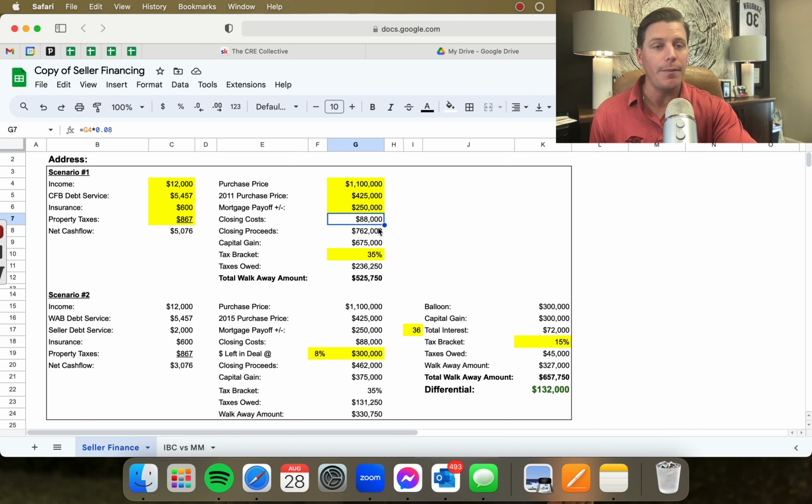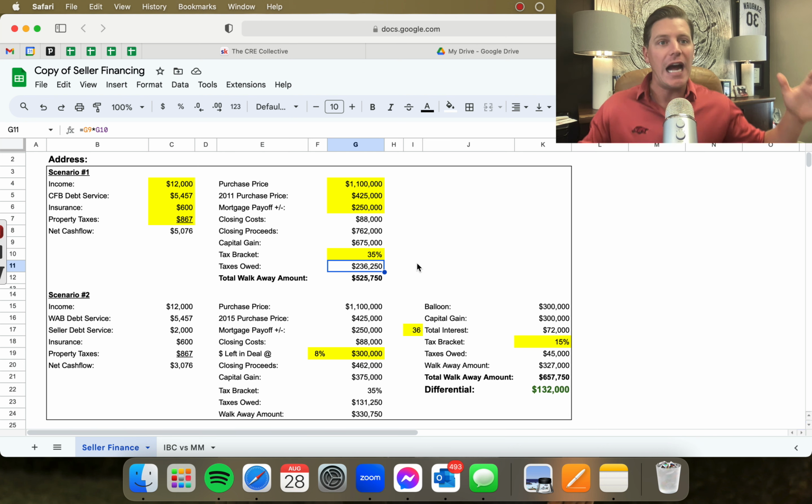Closing costs, that's going to be title fees, accountant or attorney fees, even some real estate commissions, things like that. So he's going to have these closing proceeds and a massive capital gain. So now if he's in a 35% tax bracket, he's going to have to cut a check to Uncle Sam for $236,000.